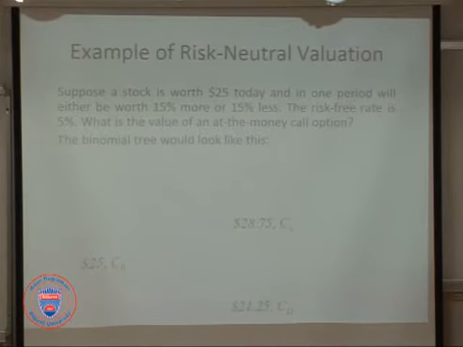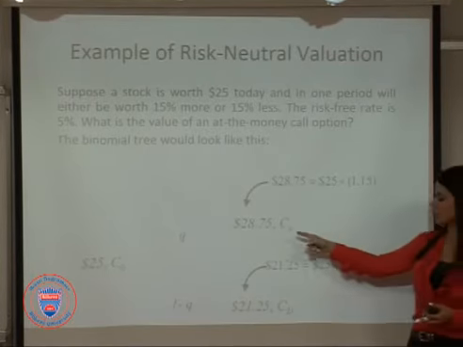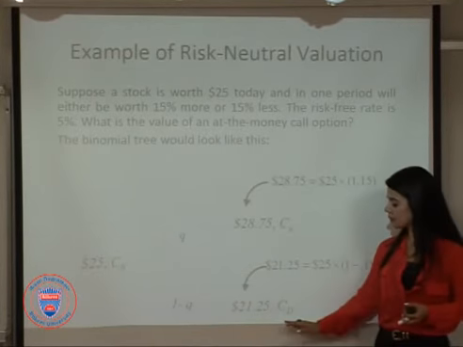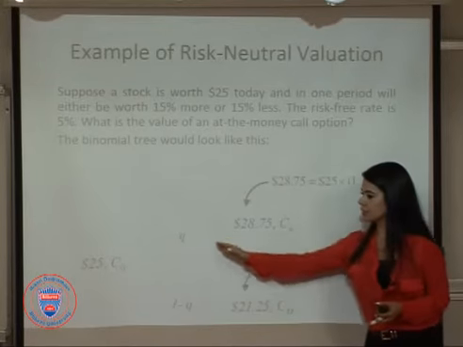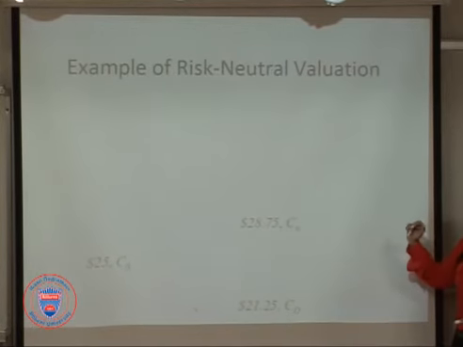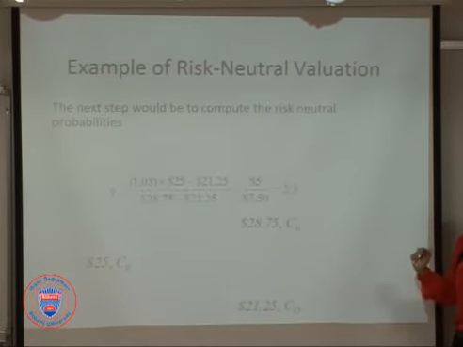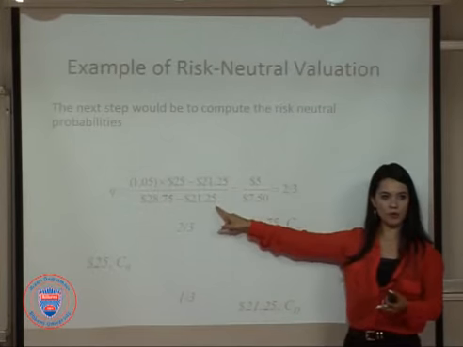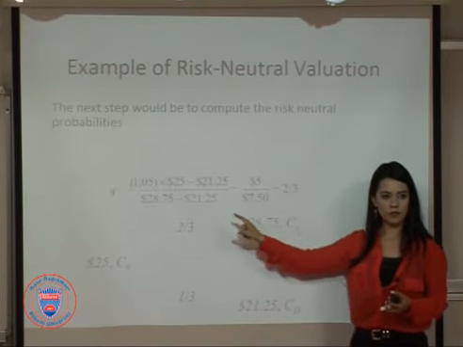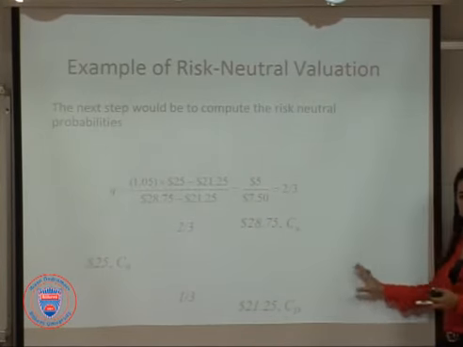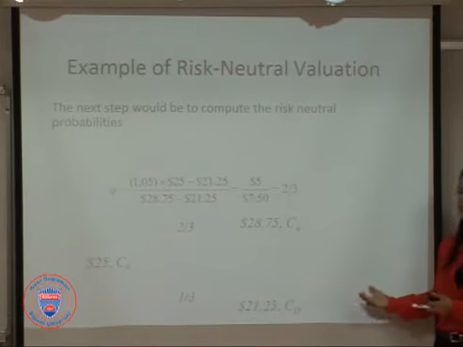Okay, so we already know how the tree will look. The price will be $28.75 or $21.25. These are the probabilities. And we can move to the next one. In the next step, I'm interested in calculating the probability. This is coming from the previous slide. Remember I said, we just played with the formula a little bit and we have this formula.